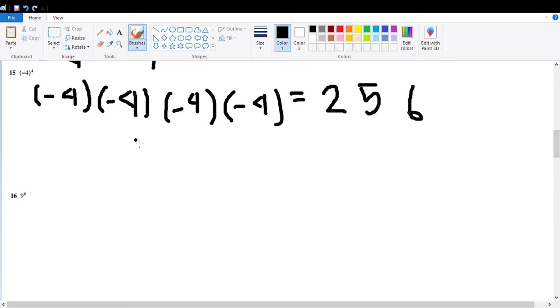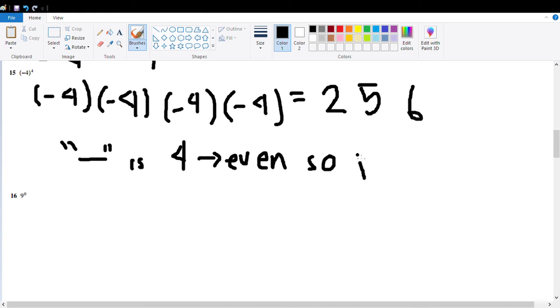That's basically it. The exponent is 4, which is even, so positive.